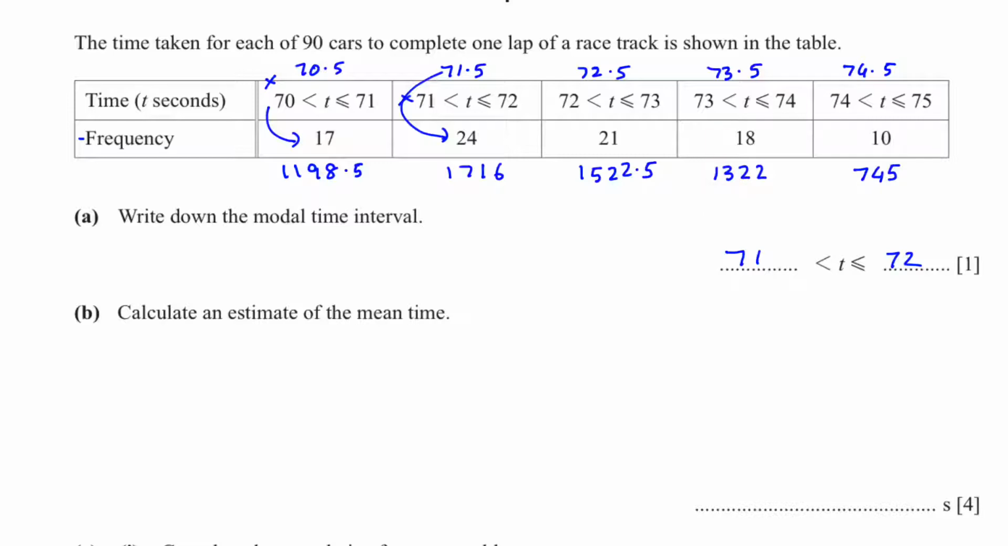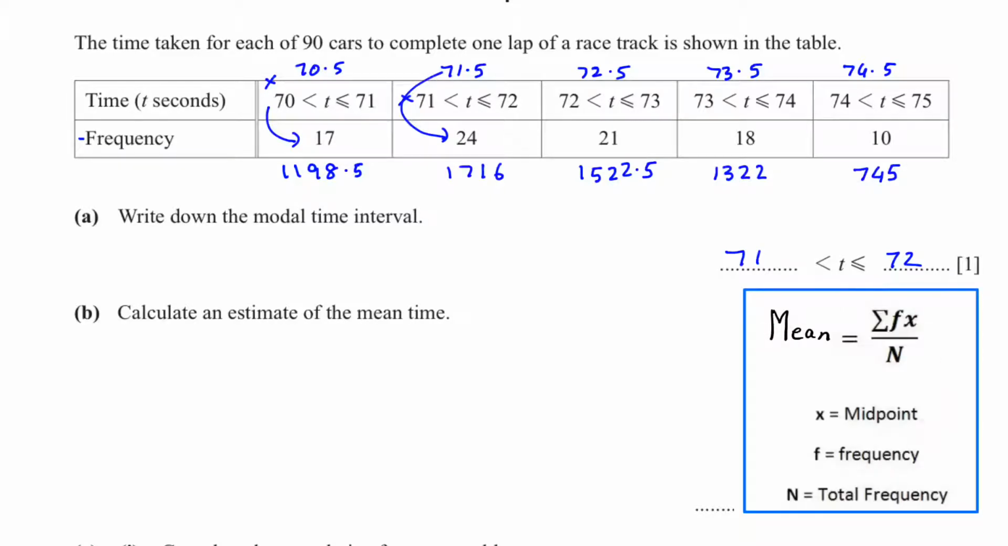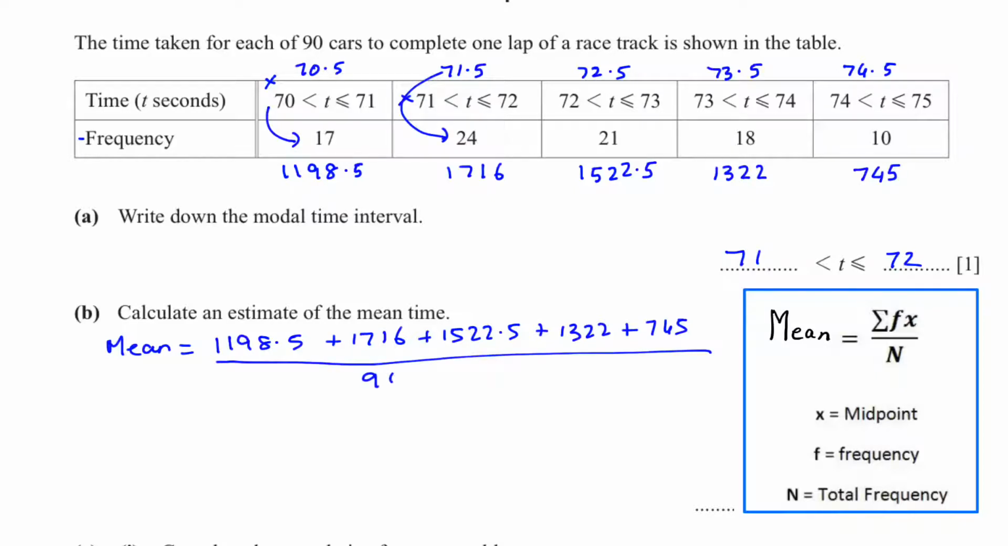To calculate the mean, this is the formula we use. Mean is equal to the sum of frequency multiplied by the midpoint. So we have to add 1198.5 plus 1716. All the numbers that we got, we'll add them up. And then we have to divide by n. N is the total frequency. Total frequency is 90. So this whole thing divided by 90 will give us our mean. So this will give us 72.26, rounded to one decimal place, 72.3. That is our mean.